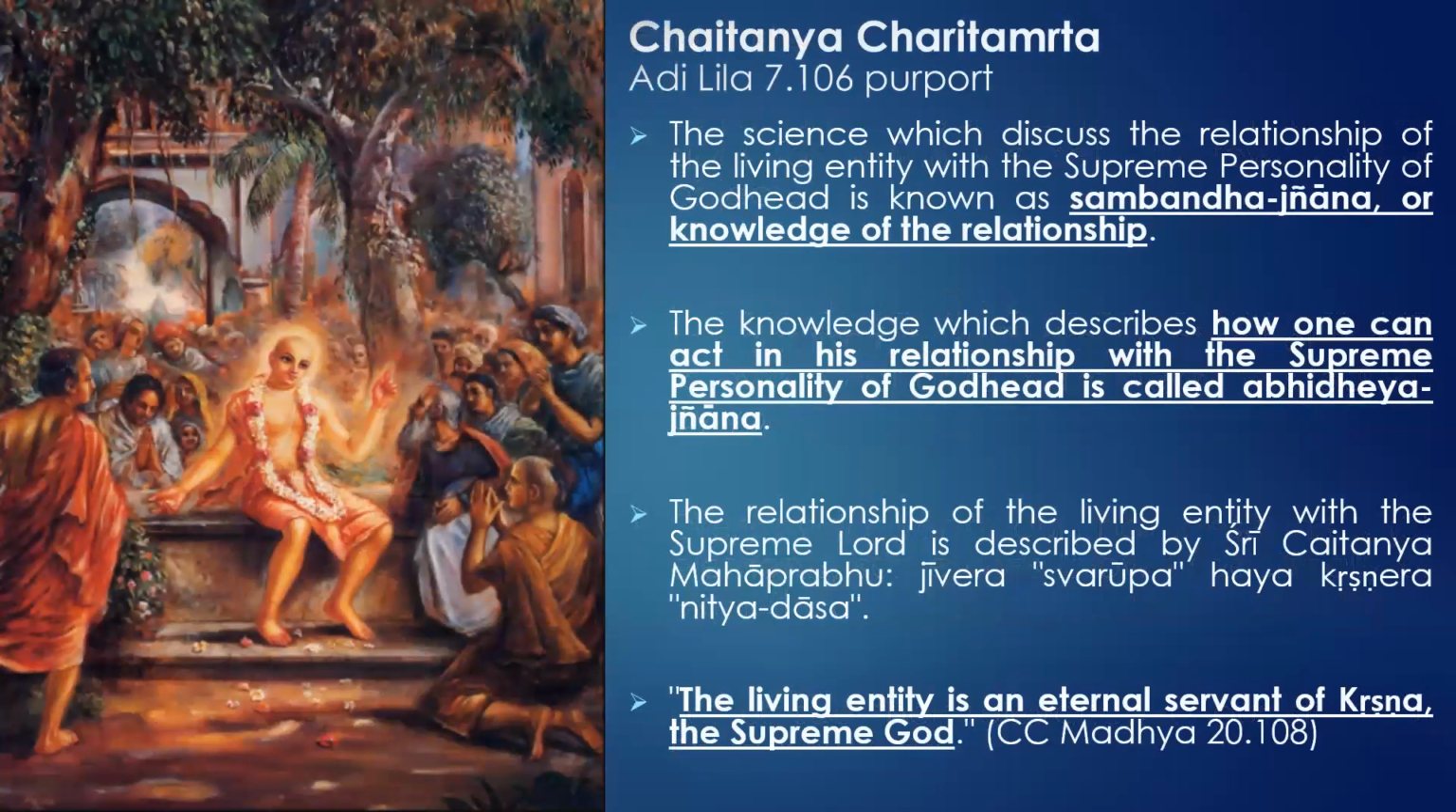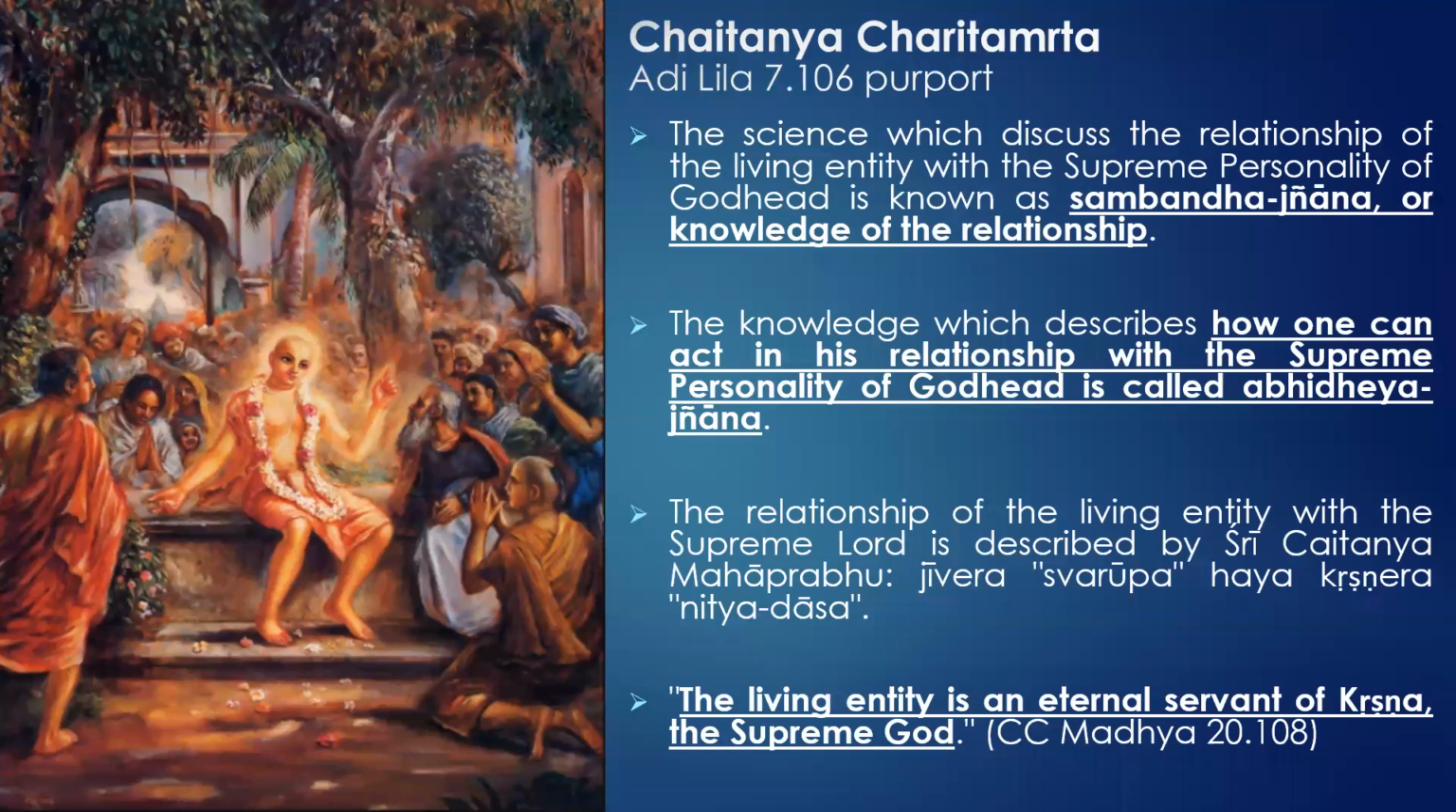So Chaitanya Mahaprabhu says that the science which discusses the relationship of the living entity with the Supreme Personality of Godhead is known as Sambandha Jnana, or knowledge of the relationship. So Bhagavad-Gita talks about this predominantly and very elaborately, in a very detailed manner. This is taken from the purport of one of the verses in Chaitanya Charitamrita, where Prabhupada elaborates on this topic, that the relationship of the living entity with the Supreme Lord, that's the Sambandha Jnana that's available in Bhagavad Gita. Everywhere it is there, and we will see how we can identify it.